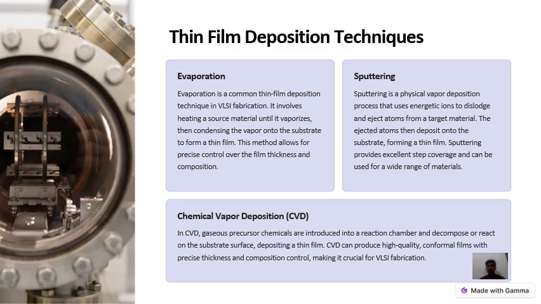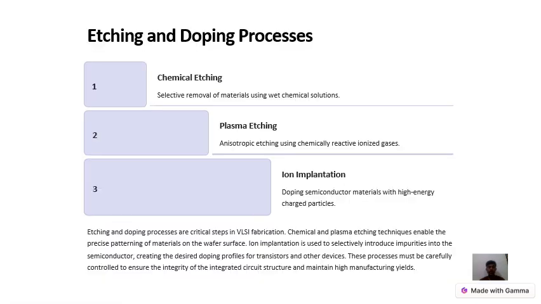Sputtering. Sputtering is a physical vapor deposition process that uses energetic ions to dislodge and eject atoms from a target material. The ejected atoms then deposit on the substrate forming a thin film. Sputtering provides excellent step coverage and can be used for a wide range of materials. Chemical vapor deposition. In CVD, gases or precursor chemicals are introduced into a reaction chamber and react on the substrate surface, depositing a thin film. CVD can produce high quality films with precise thickness and composition control, making it crucial for VLSI fabrication.